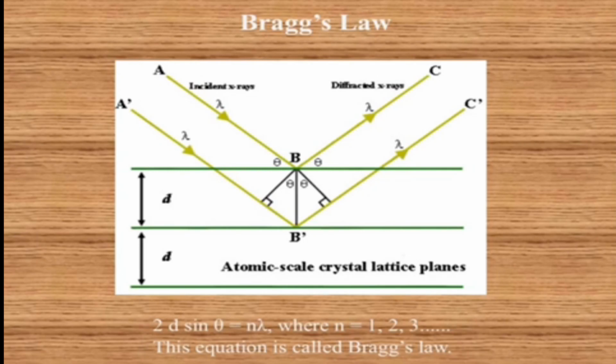Hence, the two rays will reinforce each other and produce maximum intensity if 2d sin theta is equal to n lambda, where n is equal to 1, 2, 3, etc. This equation is called Bragg's law.